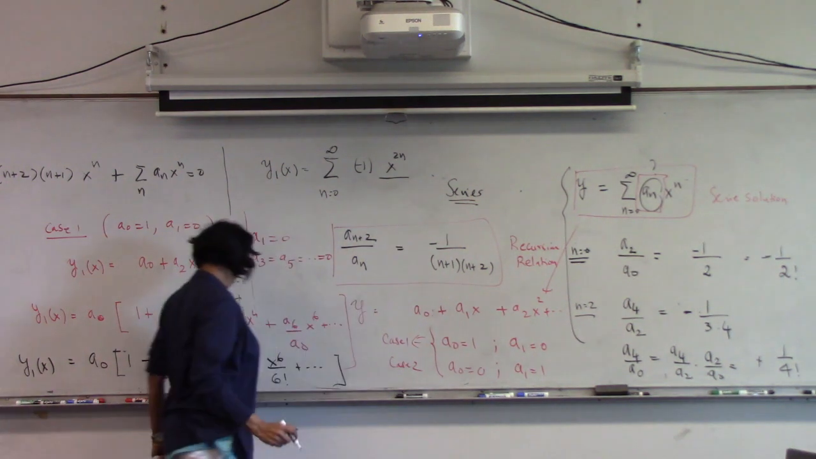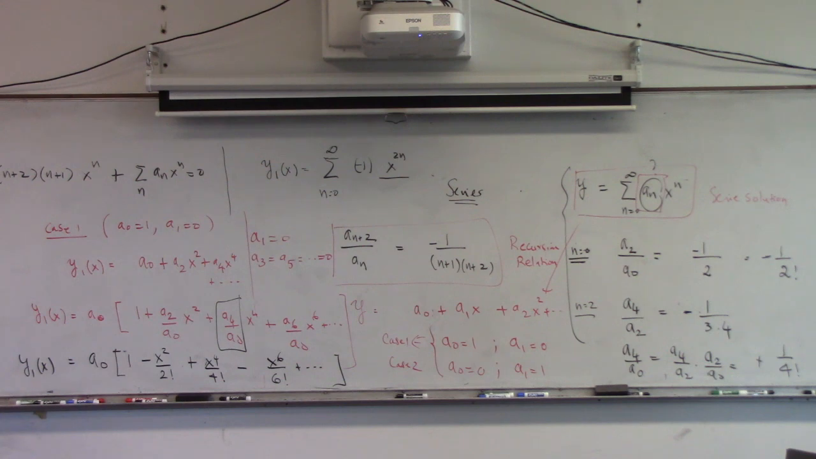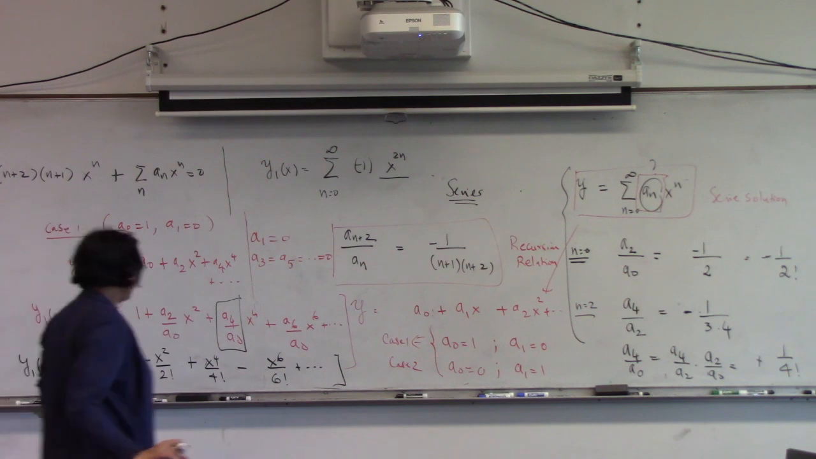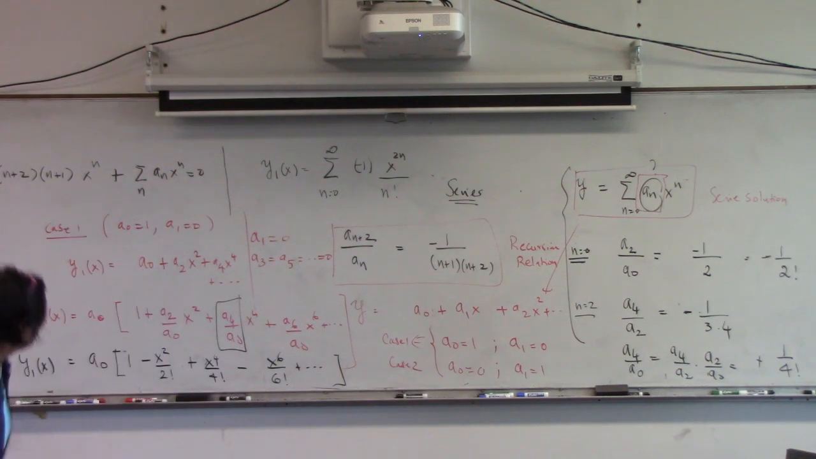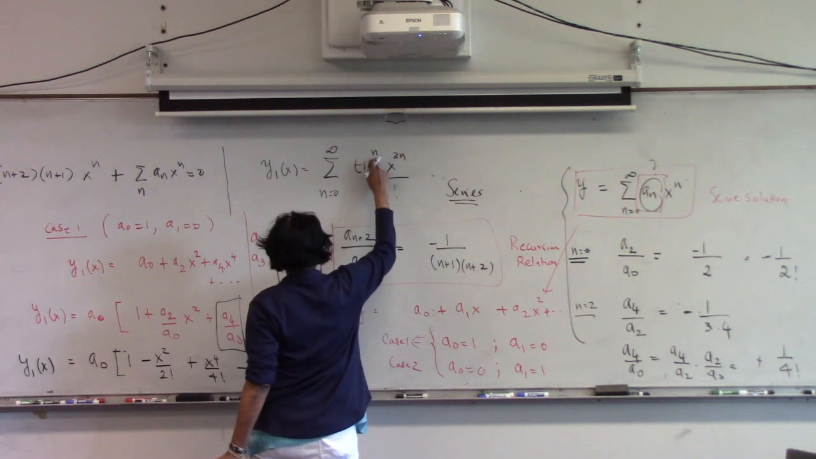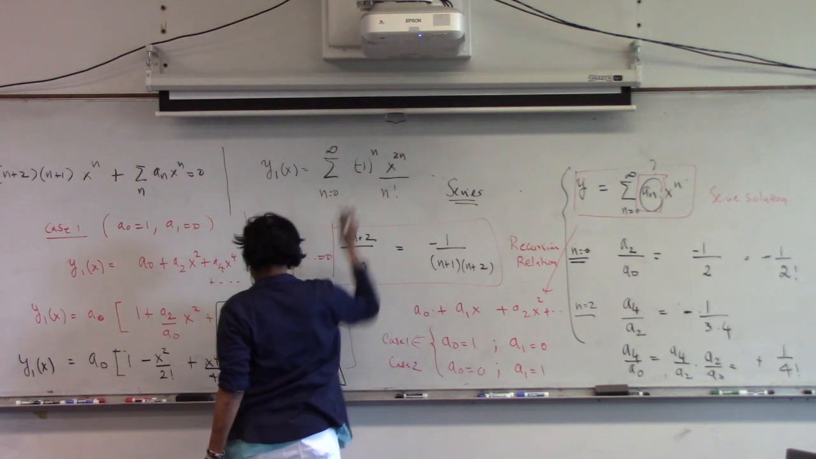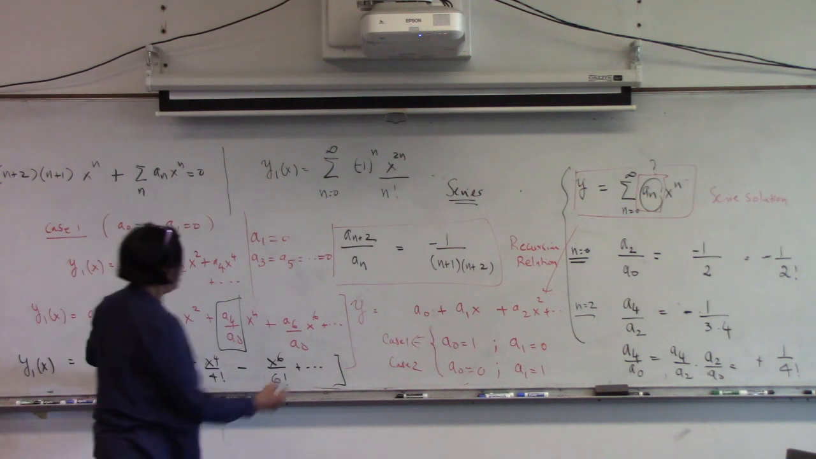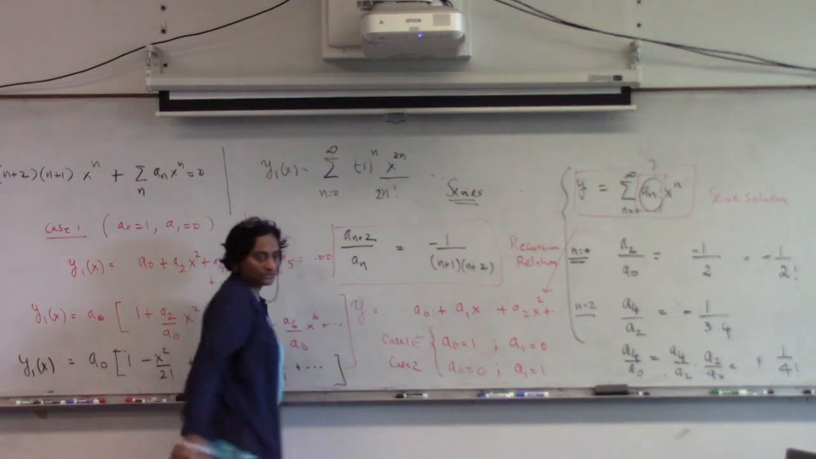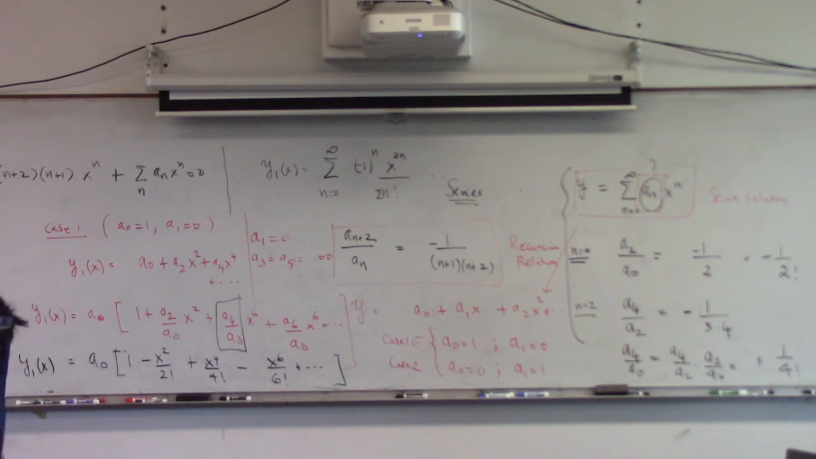What should I put here? N factorial? And there, minus 1 to the power n. Will that work, or what should I have? N equal to 0, we need 1, right? N equal to 1, yeah. So it is 2n factorial here, right? N equal to 1, so I need this, yeah. But what is this series?